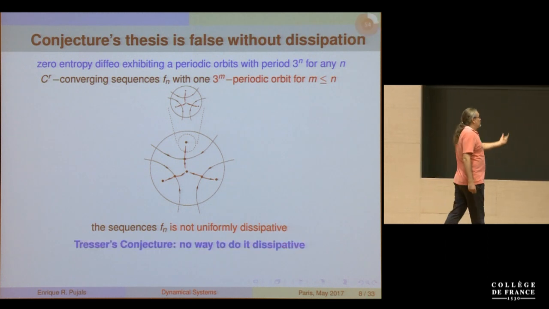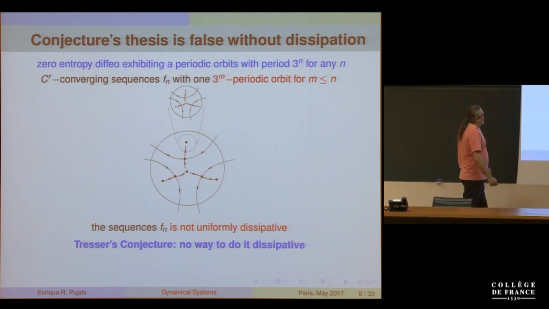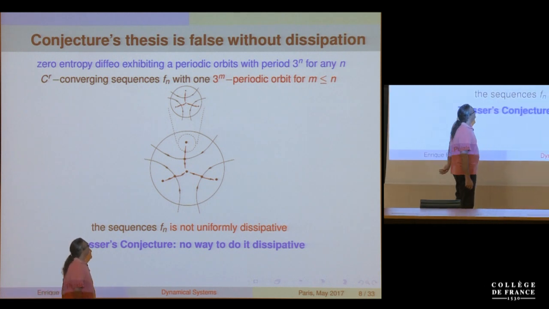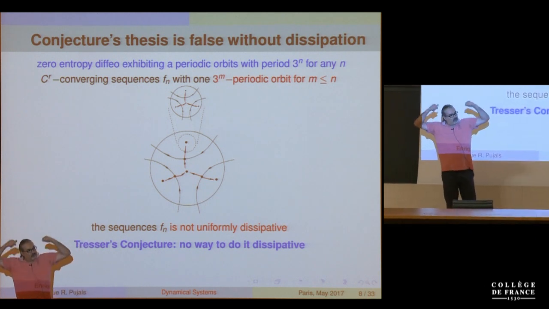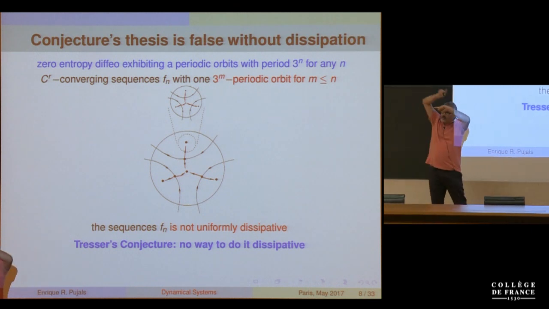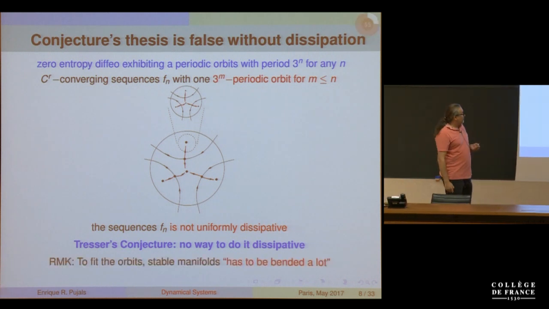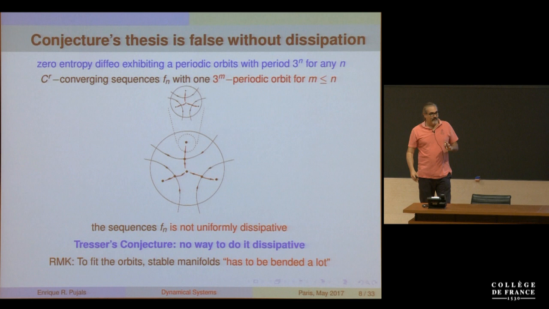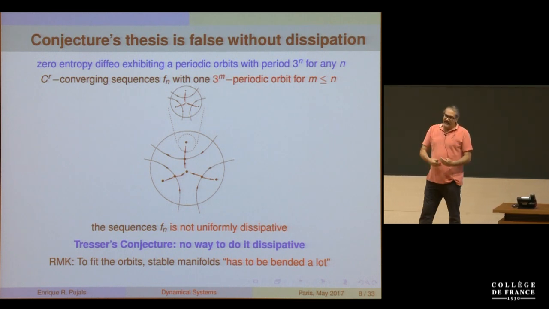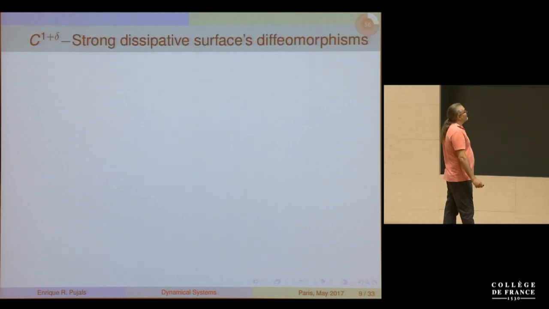So in fact, the Tracer conjecture says that there's no way to do it dissipative. And there is just a remark that we will use later: if you want to place an orbit of period 3, you have to keep rotating, and then you have to bend their stable manifolds a lot. It's just a remark. Maybe you try to do the drawing, and you will realize that this happens. And in a certain way, it will be a key in the proof of the conjecture.